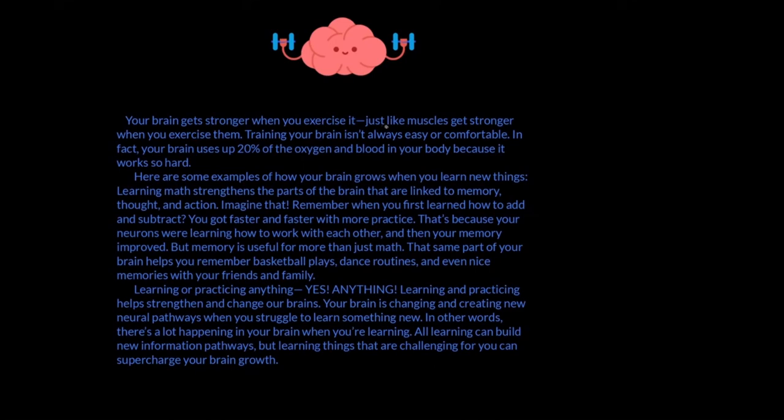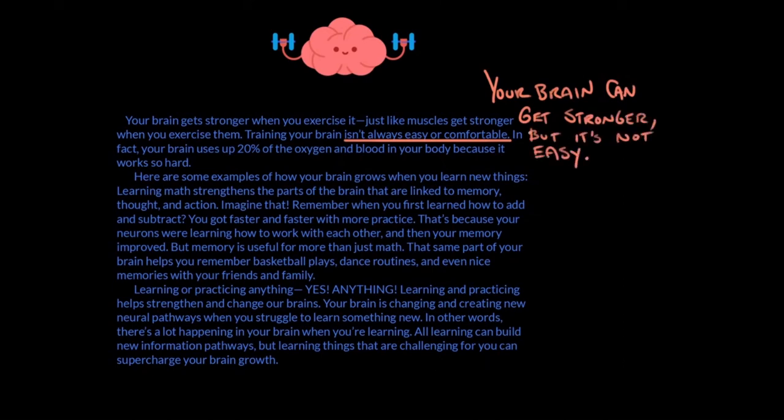Your brain gets stronger when you exercise it, just like muscles get stronger when you exercise them. Training your brain isn't always easy or comfortable. In fact, your brain uses up 20% of the oxygen and blood in your body because it works so hard. Okay, so your brain can get stronger, but it's not easy.